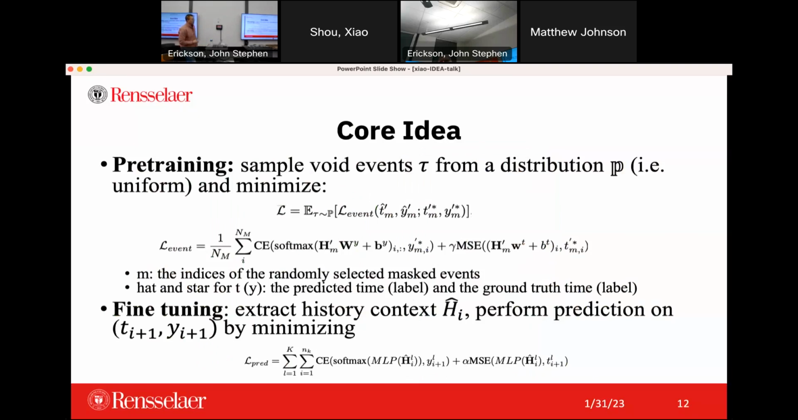Yeah, these are the core ideas. I think I just briefly explained. That is, I sample void events and then insert these events. And then I mask randomly like 15% for all of the instances, and then train by minimizing the label prediction loss, which is the softmax, and the time prediction loss, for which I use the mean square error. Yeah, and then I fine-tune on the actual target data, again minimizing the two losses. One is time prediction, and the second is label prediction.